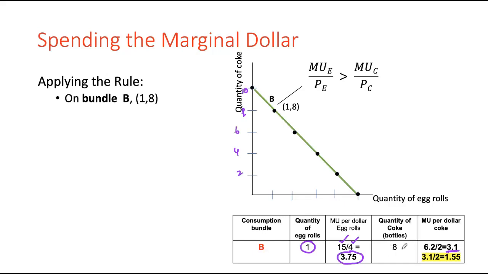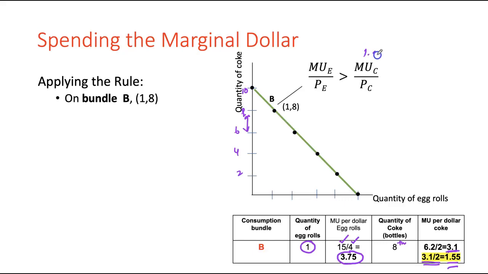So when looking at the marginal utility for the 8th Coke, this is a jump from 6 to 8. That was an additional total utility of 6.2. But since it's a jump of 2 units, I divided by 2. That will give me the approximate marginal utility for the 8th bottle of Coke. And I want to calculate marginal utility per dollar, so I must divide this by 2, which is now only 1.55.